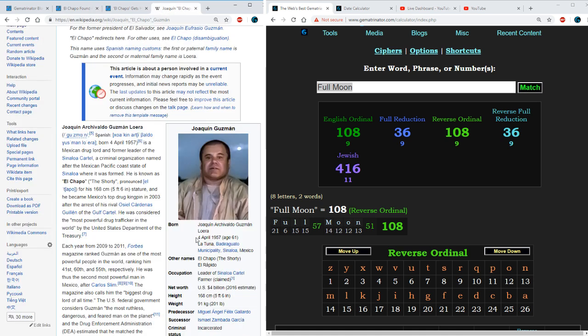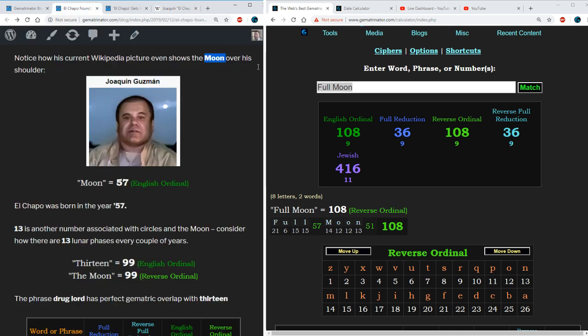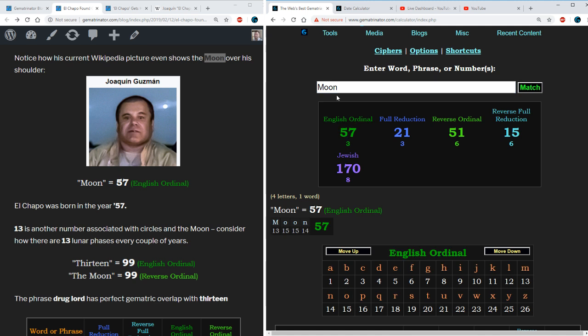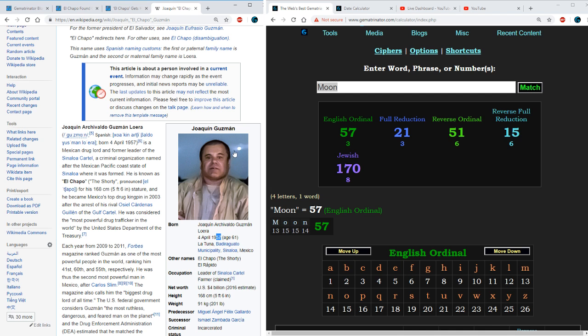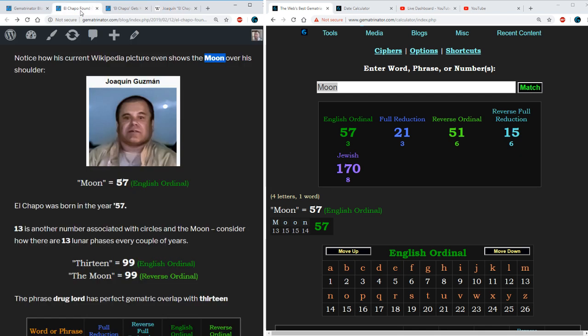The birth date that we're given for El Chapo is in the year 57. The moon ranges 57 degrees in the sky. It goes 28.5 degrees north and south of the equator. And in the alphabetic order, the word moon equals 57. So Wikipedia, run by Masonry. It's completely obvious what they're doing once you understand the code.